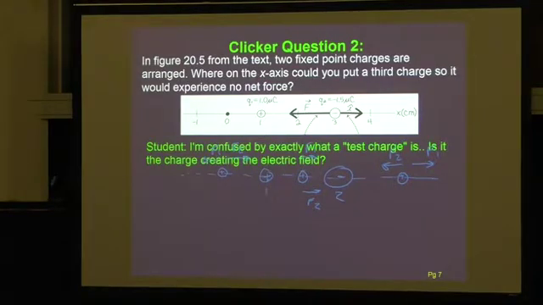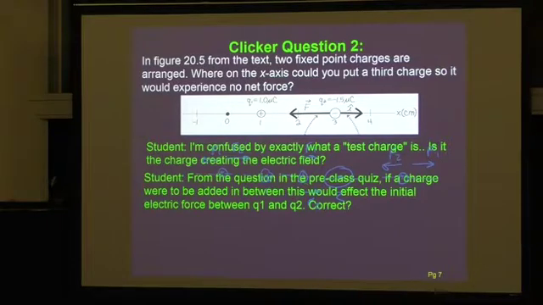And so here are some questions from students. I'm confused by exactly what a test charge is. Is it the charge creating the electric field? The test charge is just a charge that I put into a region to test the region out a little bit. In general, it's pretty small, but it's just a word we use in physics. I could have called it anything, but I call these little guys test charges.